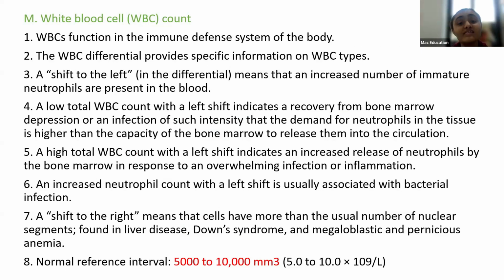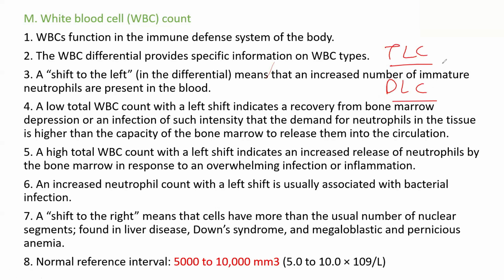The WBC differential provides specific information on WBC types. We know doctors suggest a differential test. Have you ever seen such a test, TLC, DLC? Have you ever heard a doctor say to get a TLC done, a DLC done? Total leukocyte count. What is leukocyte? WBC. So generalizing, what is the total WBC count? What is the normal value of WBC? 8,000 to 11,000. 5,000 to 10,000. Yes, 5,000 to 10,000. That is the total leukocyte count.